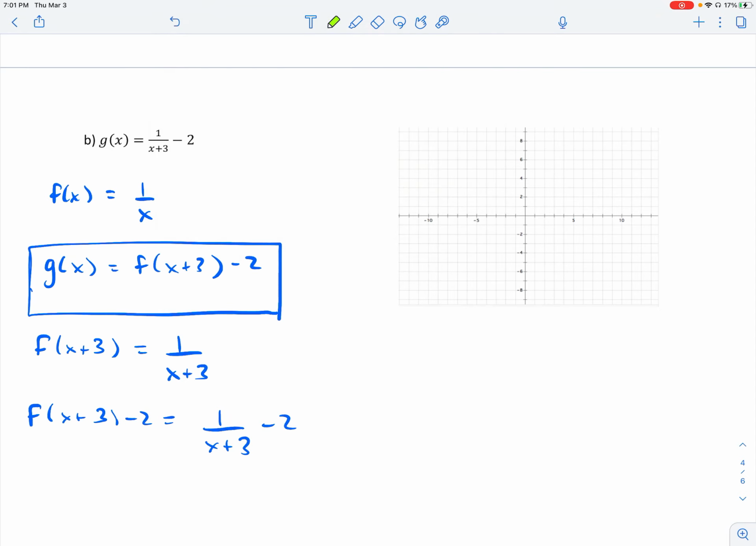Now I'm going to compare this to our general form, a over x minus d plus c, which shows the parameters d and c. By doing that, I can easily determine what c is. So I could say c is negative 2. That means we're going to end up shifting down 2 units. And I can also see that d must be negative 3. In order to get x plus 3, d should be negative 3.